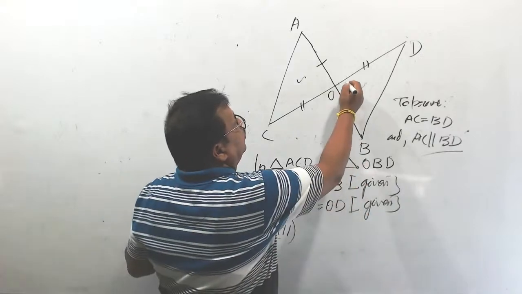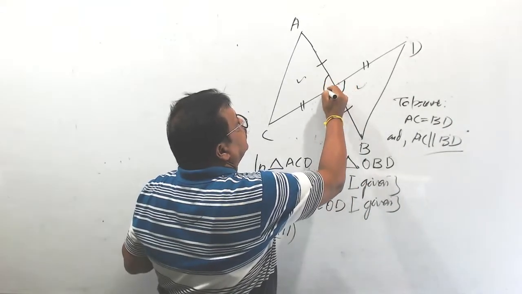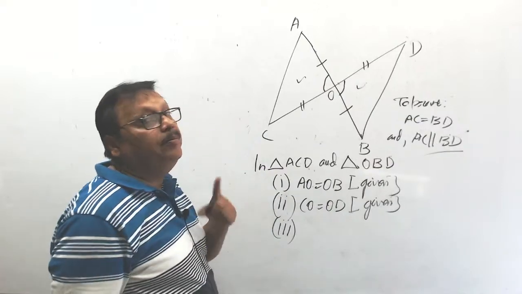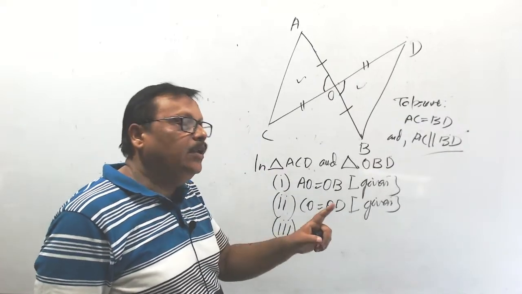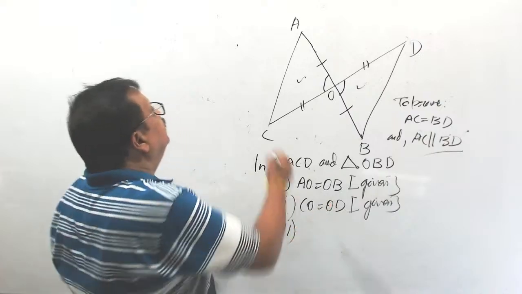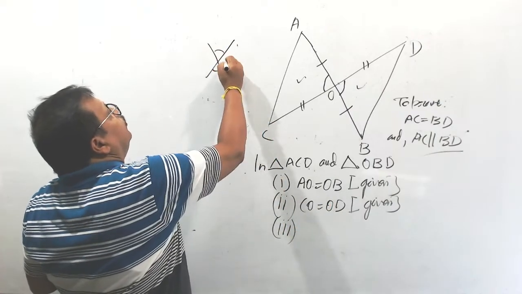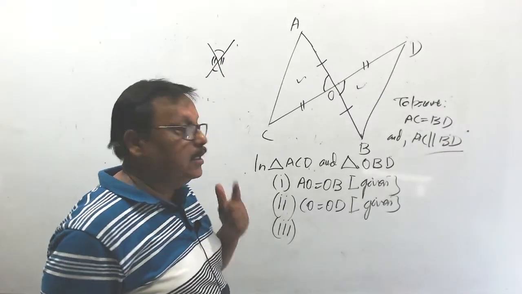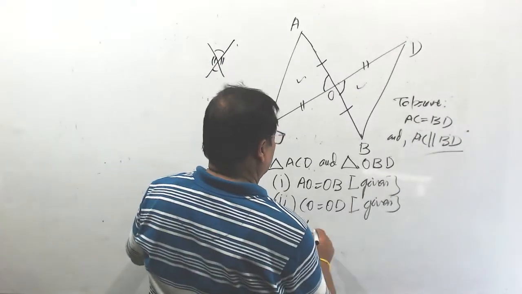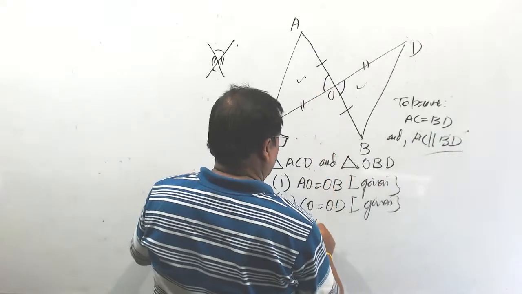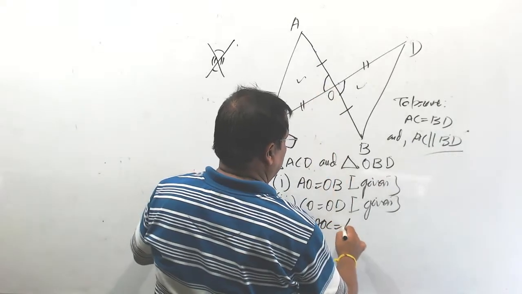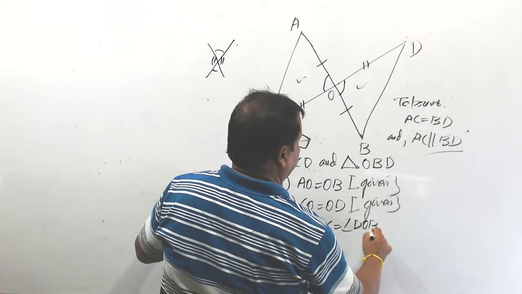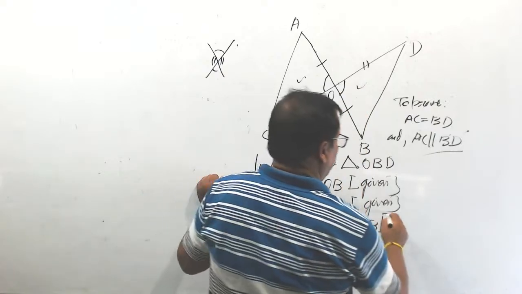Third criterion will be this. These two angles will be equal. What is the reason? Vertically opposite angles. Any vertically opposite angles, this angle will be equal to this angle. This angle also will be equal. Vertically opposite angles are always equal. Angle AOC equal to angle what? DOB.